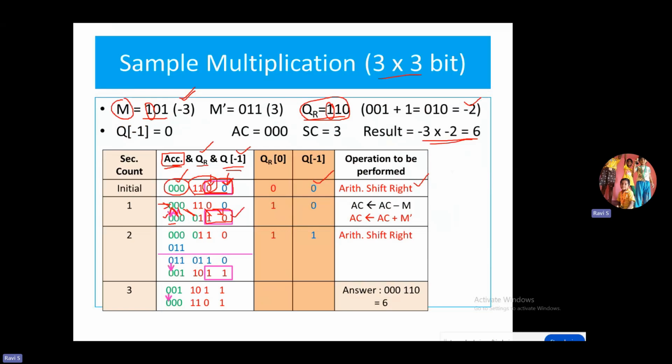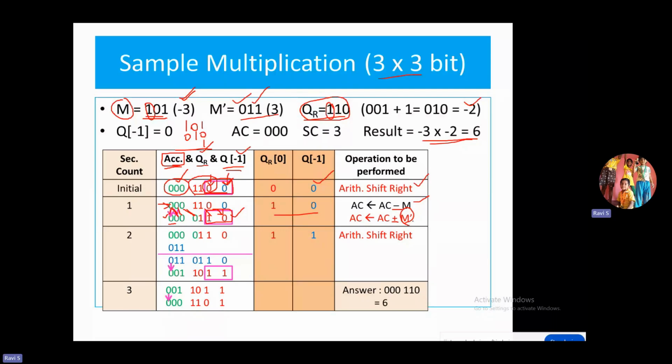Now you check the pair: 1 0. For 1 0, what type of operation is to be performed? According to the table, we have to perform subtraction. Either you do subtraction with the multiplicand, or you perform addition with the complement of the multiplicand. Here complement means 2's complement. For 1 0 1, the 2's complement means first you perform the 1's complement, it becomes 0 1 0. The 2's complement means we need to add 1, so it becomes 0 1 1, whose value is 3.